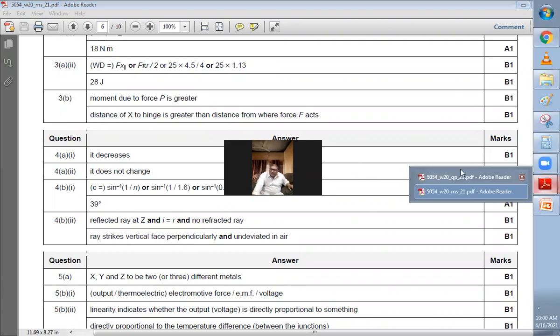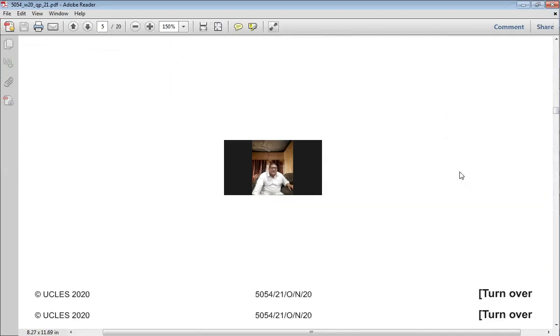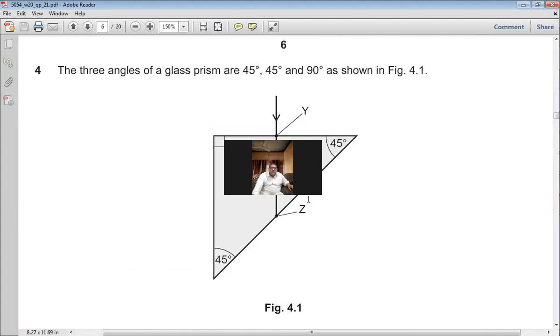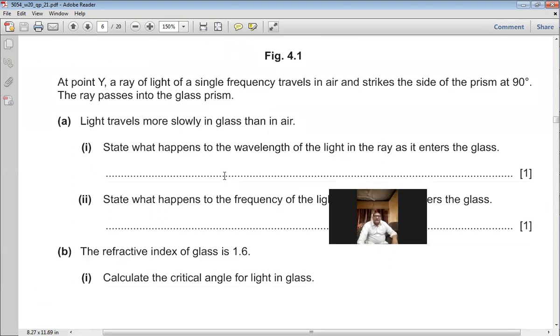Okay, dear students, let's move to the next question. The question is question number 4. Okay, here we go. The 3 angles of a glass prism are 45, 45, and 90 degrees, as shown in figure 4.1. So here at the point Y, a light is entering, and it makes obviously 90 degrees with the surface of the glass, and it has not deviated. It has gone straight, undeviated. And when it hits the other face of the glass prism, this is point Z, we have to decide what happens here.